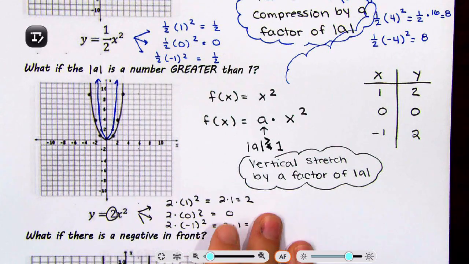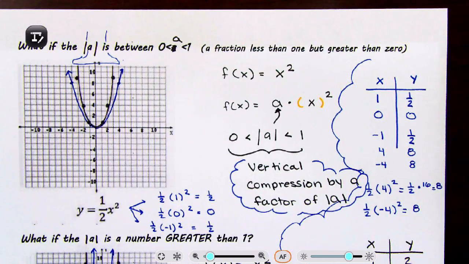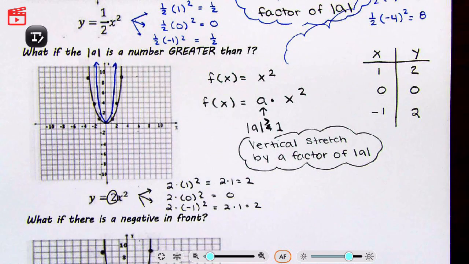So to recap, if you have a fraction between 0 and 1 for your a value, again, if we're not looking at the negative symbol, we're only taking the absolute value, that means you have a vertical compression. That means it's someone stepping on it, squeezing it from the top. If you have an a number that is greater than 1, then that means you have a vertical stretch. That means you are pulling it and it is becoming taller, skinnier.